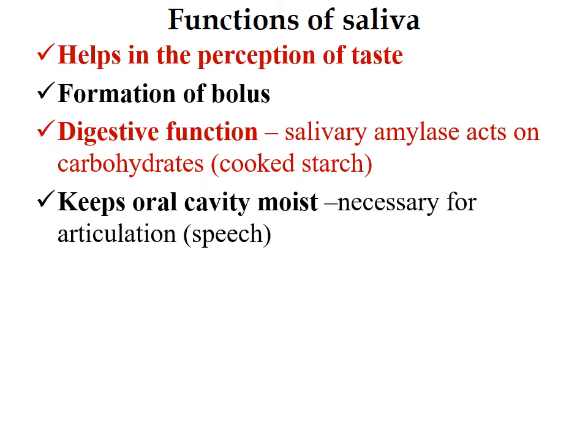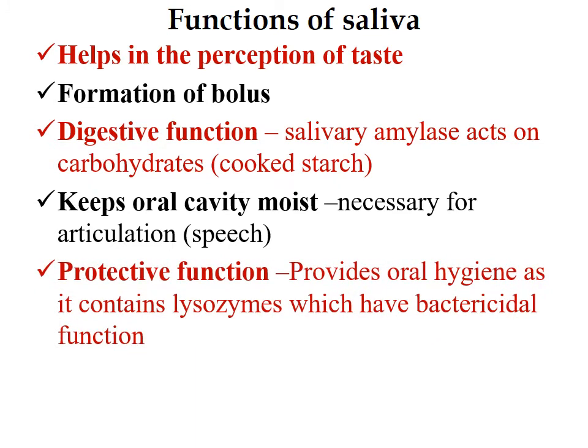It keeps the oral cavity moist. It is necessary for articulation or speech. This is very important because if somebody is not having salivation, he cannot speak. You will become speechless, right? If you hear sad news, too much activity of the autonomic nervous system will stop the salivary secretion and you may not be able to speak. So saliva is necessary for articulation or speech.